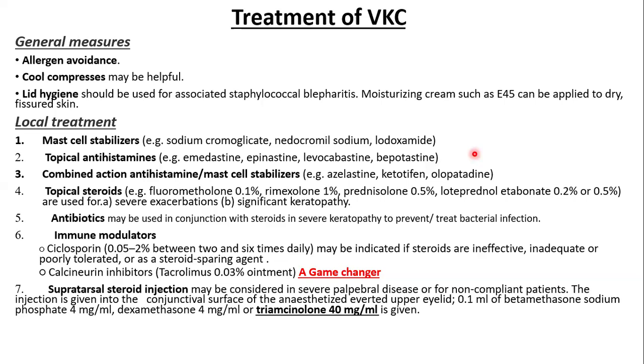One that is most commonly used is triamcinolone, 40 milligram per ml. That is used for supratarsal steroid injections. What are the complications that can happen?